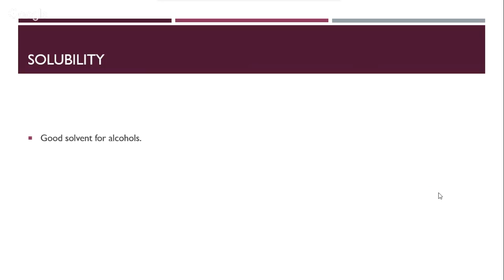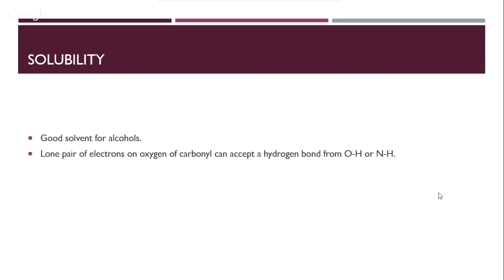So, a good solvent for alcohols. Definitely, the lone pair on the oxygen atom of carbonyl can accept a hydrogen bond from OH and NH, and therefore it forms interactions with OH, NH, and hydrogen bonding, as we have been seeing. Also, acetone and acetaldehyde are miscible with water. They are the ones that are miscible with water, but the others are again insoluble. The lower ones are soluble, higher ones are not soluble so far.